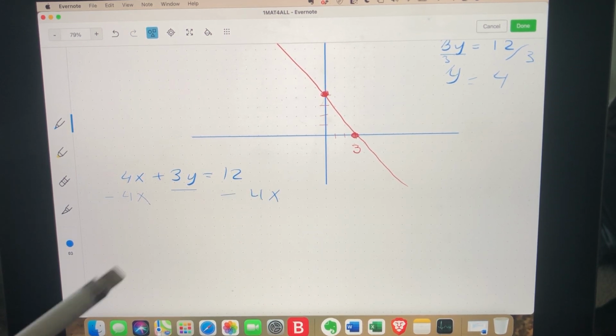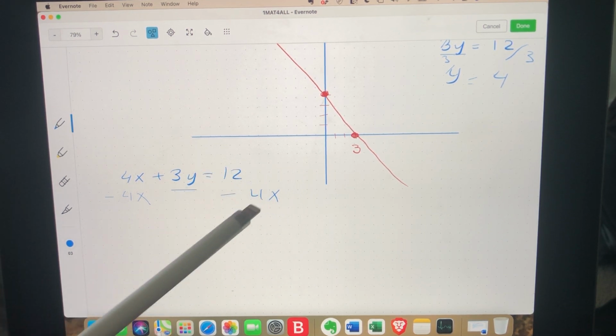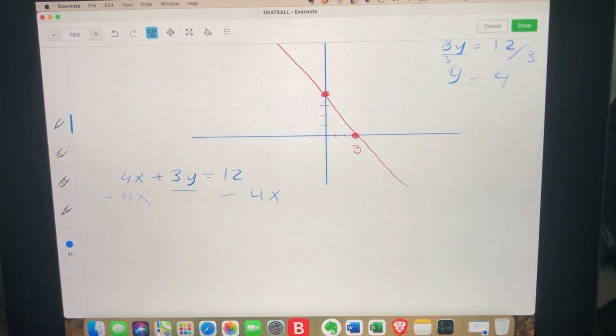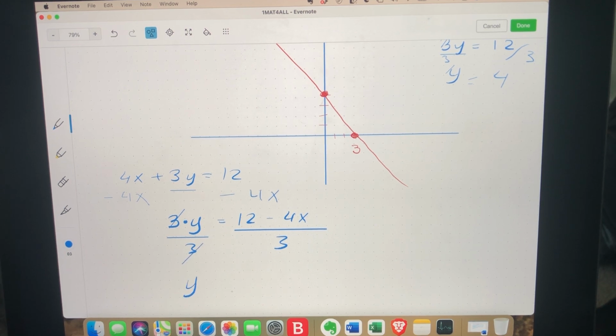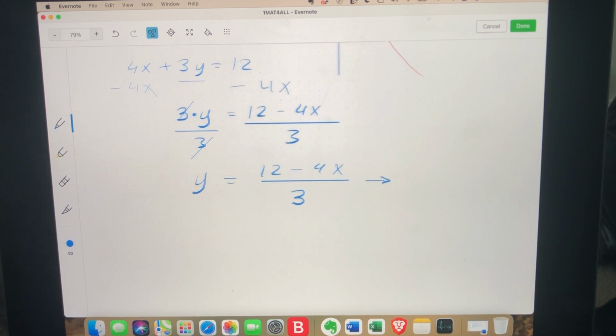Since 12 and the 4x are not like terms, we can't really subtract them. All we can do is just write that we are going to minus. So 3y is 12 minus 4x. To cancel times by 3, we divide everything through by 3, by 3, by 3. That's it. We have our equation solved for the y. At this point, I can plug it into my calculator exactly the way it is right here.